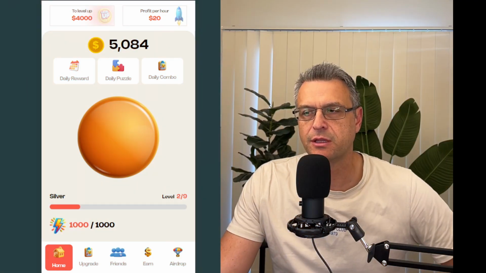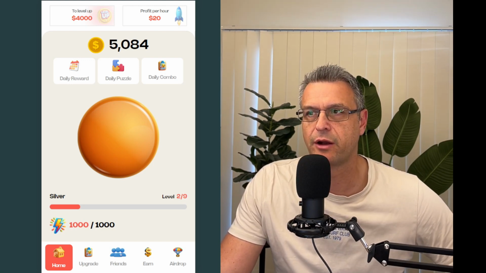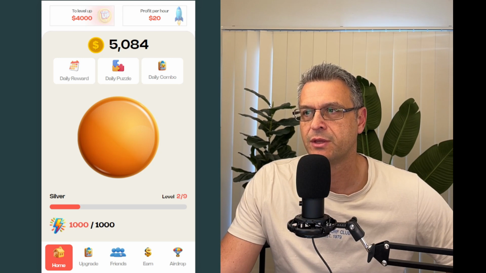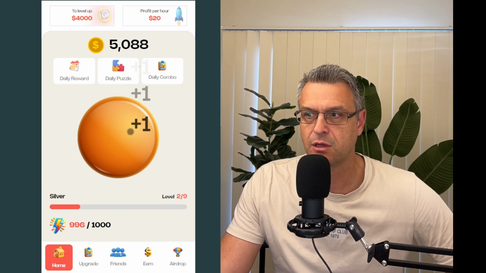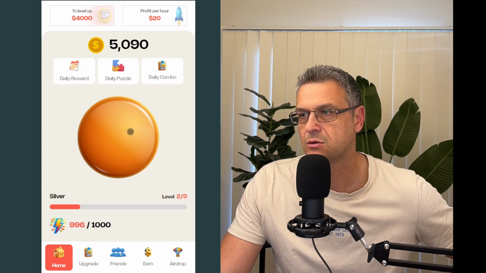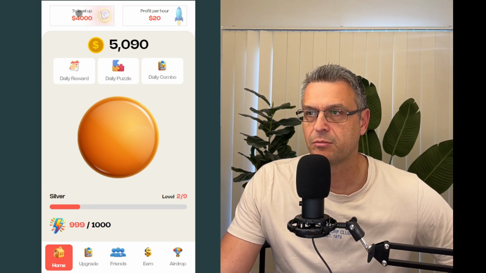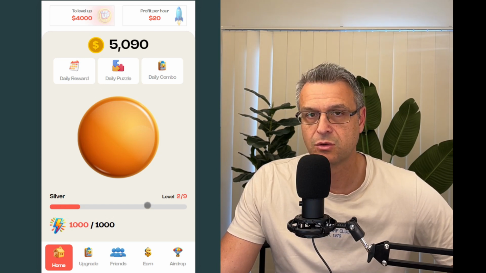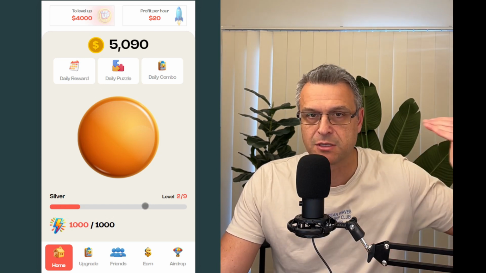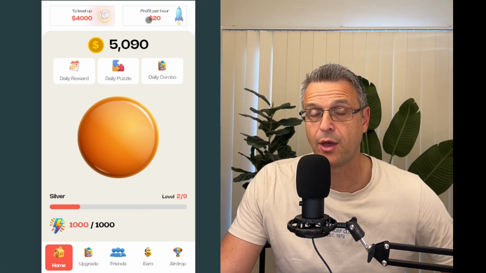So this is the screen that you would see when you first open the game. It has very similar elements to what's currently in Hamster Combat. There's the button that you can tap and that will give you some points or money that you're earning. At the top, there's the level up. You have different levels that you can reach based on how much money or points that you have. There is the profit per hour.